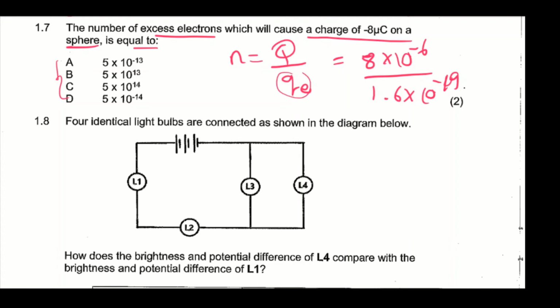So the answer, you just punch this in the calculator and see what you find, but you'll definitely find this answer here, which is 5 times 10 to the power of 13. Right, so these are the number of excess electrons, 5 times 10 to the power of 13. So the right answer here is B.